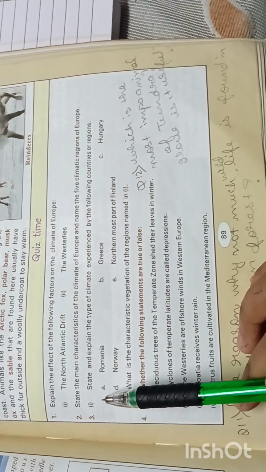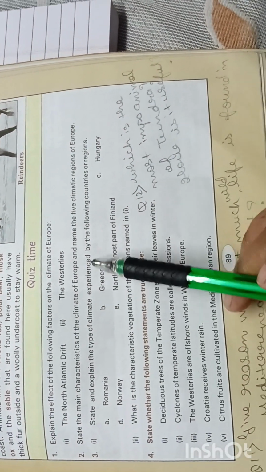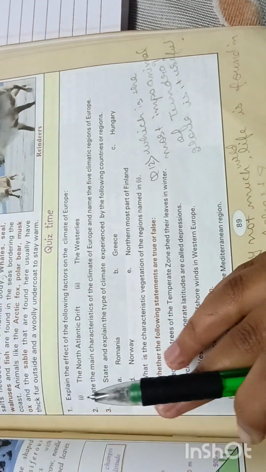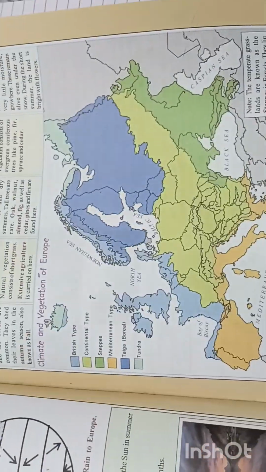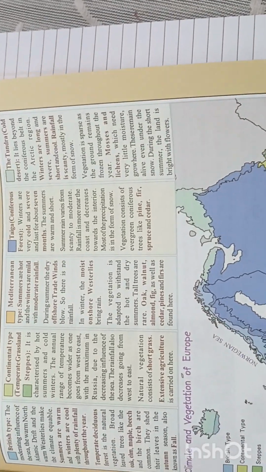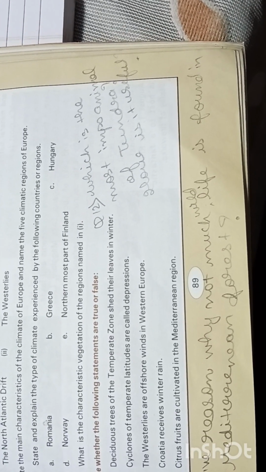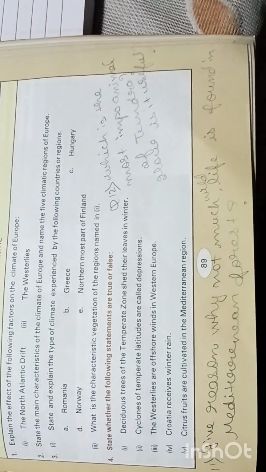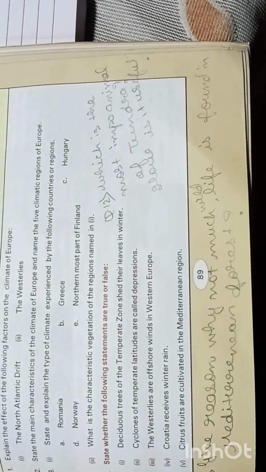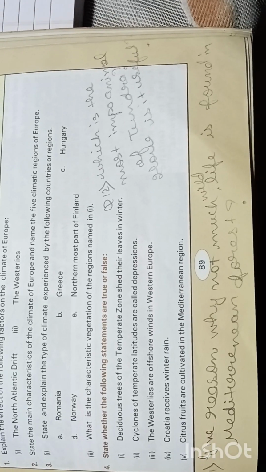Then 3. State and explain the type of climate experienced by the following countries or regions. I told you that I will show the table of it. The answer you will find it here. I will show you the table. That will help you a lot. What is the characteristic vegetation of the regions named in one? Here also you will find it in the box only. But these questions usually do not come. You should just have a look. You should have an idea of all the areas.